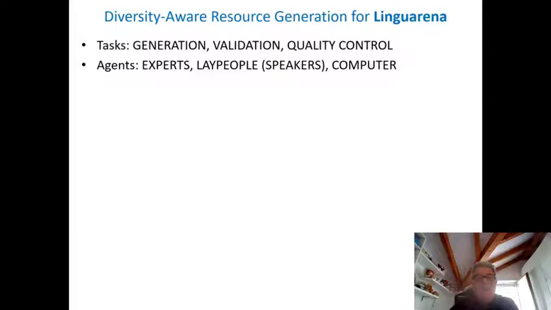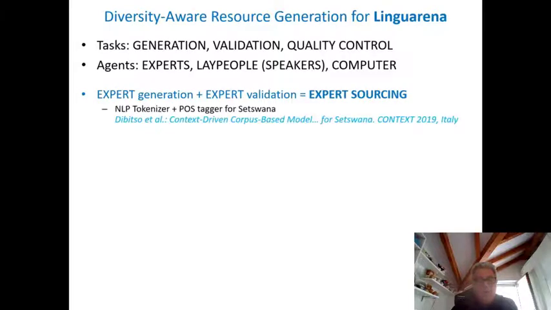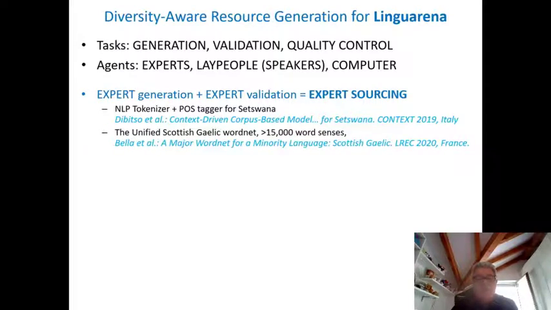We can apply this in the automatic generation of the UKC as part of the Linguarina methodology. Because, as you remember, I said that we believe that we need to use these resources and also that there should be people involved. It could be experts, but we also believe a lot in the contribution of normal people and maybe even the computer in the automation process. So we did experiments where only experts were involved. We didn't do this work ourselves; it was done by some South African friends, who did an NLP tokenizer and a POS tagger for Setswana. We did it for Gaelic. Gaelic is very interesting because it's a minority language with a lot of roots, but it slowly disappeared.